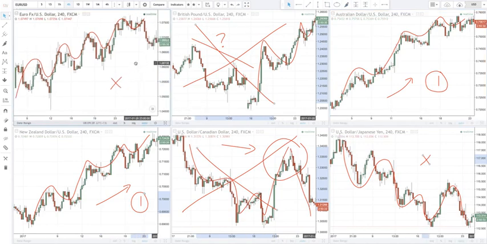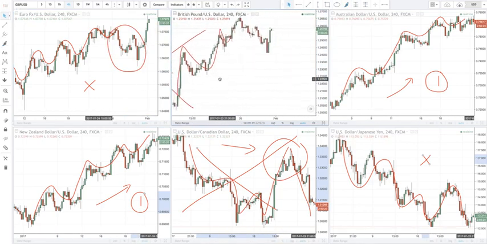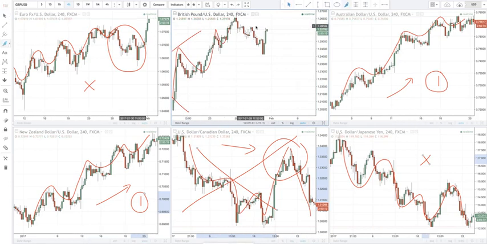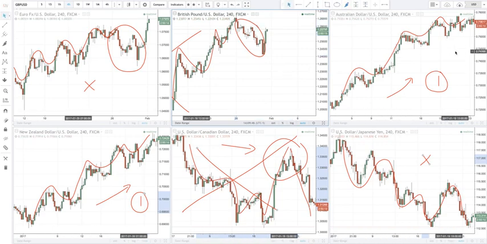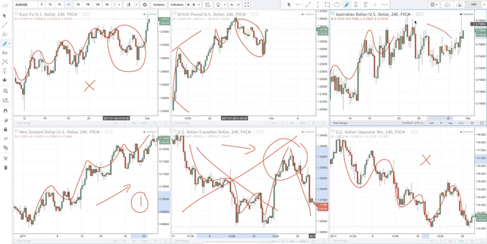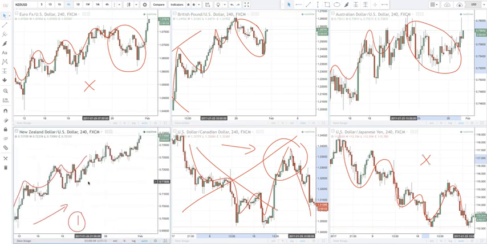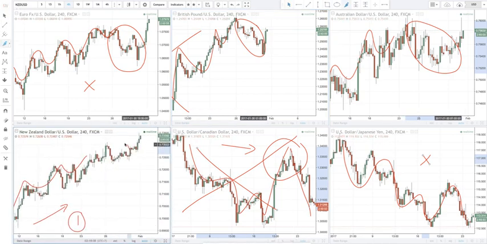Now, the final stage of all this stuff is show me the patterns working together. So when we see the pullbacks happening, here is the pullbacks, from here to here. I'm going to circle it. There's Euro USD. Okay, Pound USD pullbacks. It's there. Aussie USD pullback. There. Okay. New Zealand USD pullback. It's there.